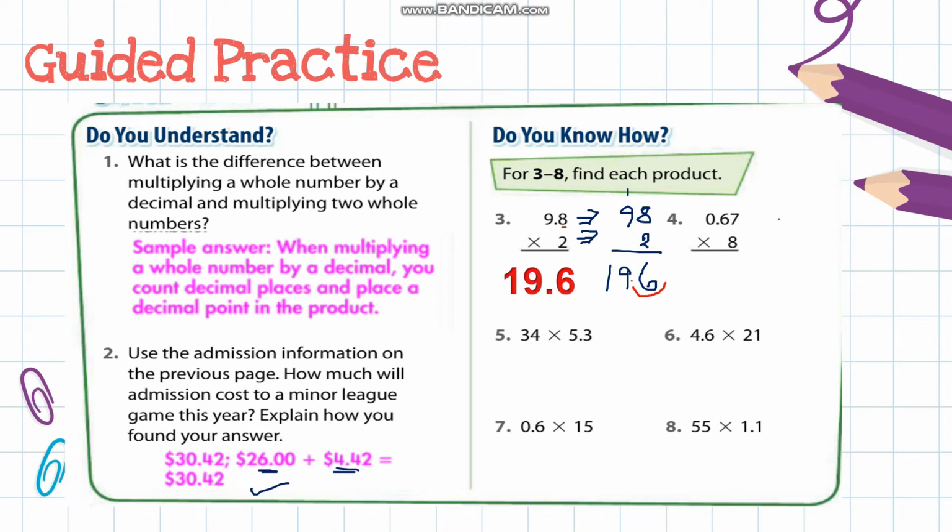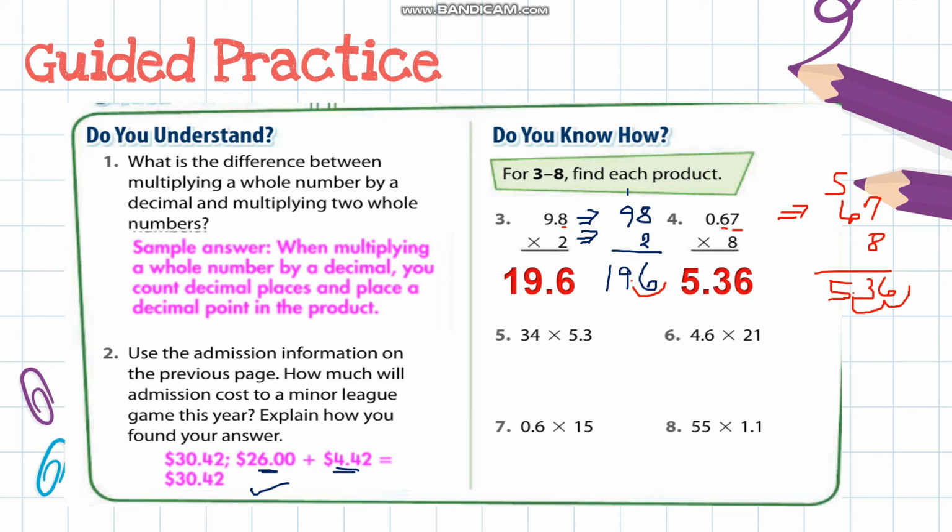Another one. I'll change the decimal to a whole number, 67, multiplied by 8. 8 times 7 is 56, regroup 5. 8 times 6 is 48, plus 5 is 53. So I have 5, 3, 6. Then after that, I will count the number of decimal places, 1 and 2. So I have two movements going to the left from the last digit, 1 and 2. So my decimal now is in between 5 and 3. So the answer is 5.36.